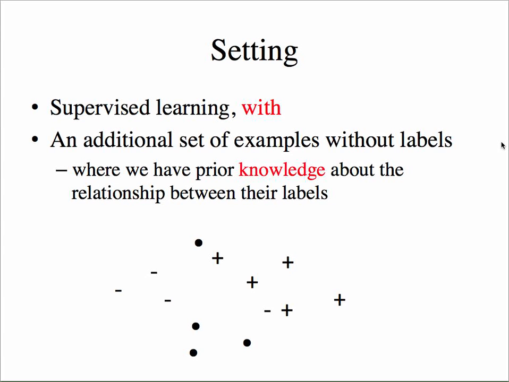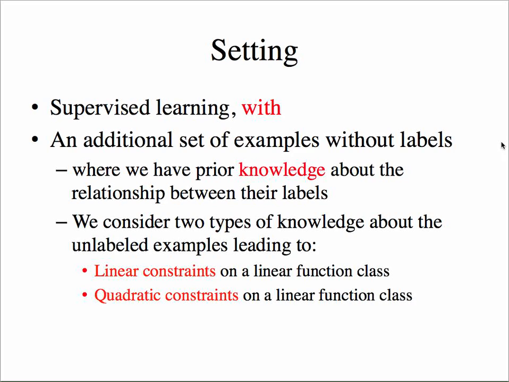The setting we will be concerning ourselves with is a supervised learning setting. We have an additional set of examples without labels. We have prior knowledge about the relationship between their unknown labels. In this context, we consider two types of knowledge about the unlabeled examples, leading to linear constraints on a linear function class and quadratic constraints on a linear function class.